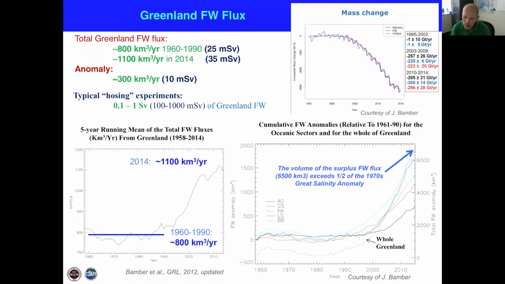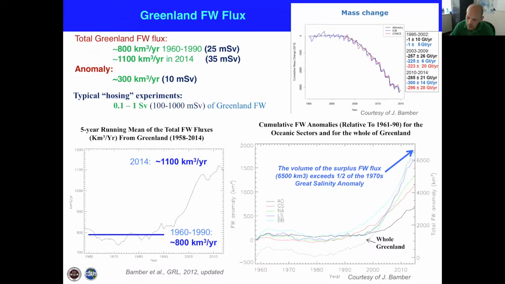influence thermohaline process in the North Atlantic. It is not quite yet the Great Salinity Anomaly in terms of the volume of fresh water, but it is approaching it, and probably in another 10 or 20 years it will be around 10,000 cubic kilometers, which is a substantial amount of fresh water.